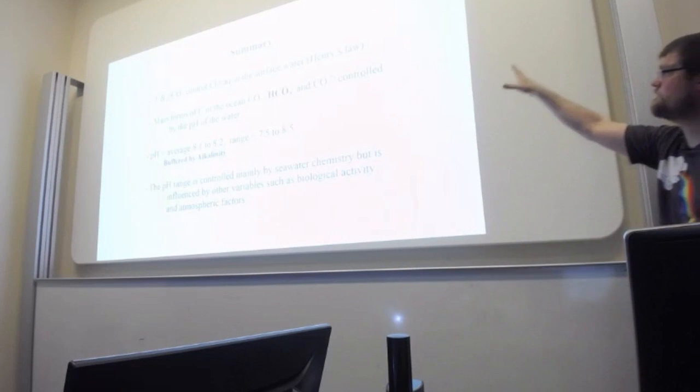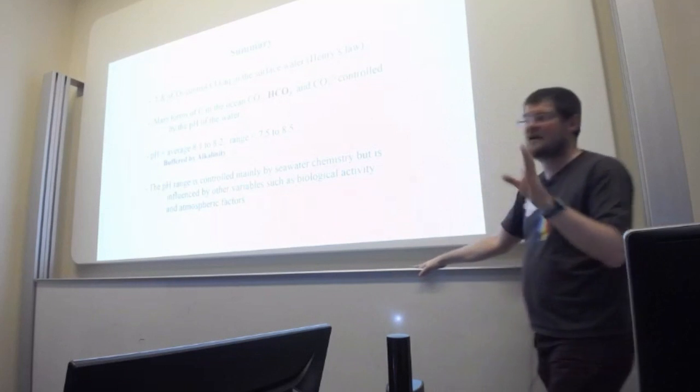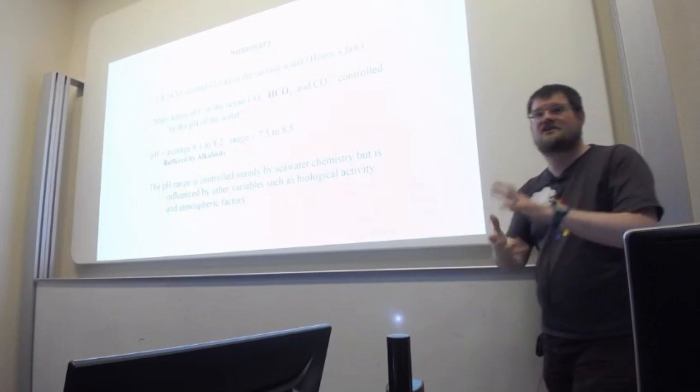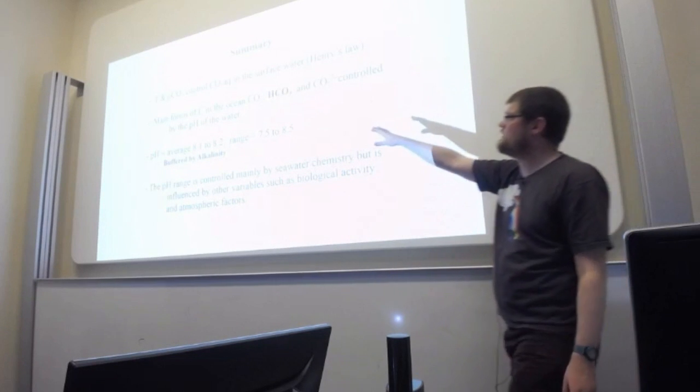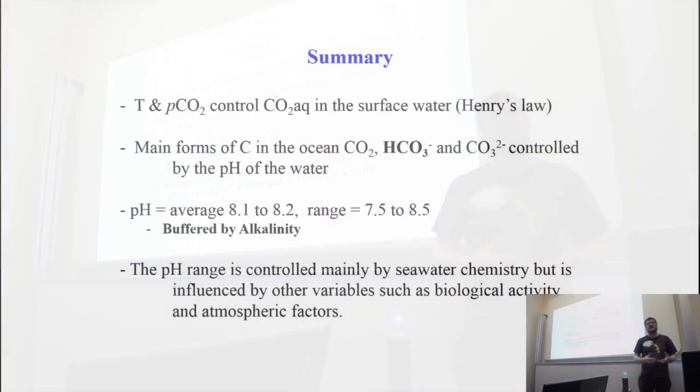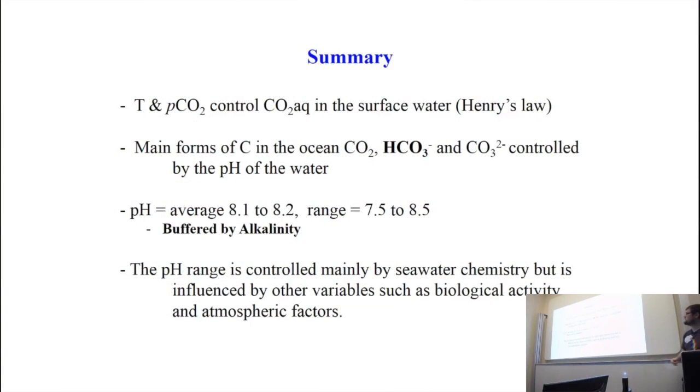Okay, so to summarize this little section here, the temperature and the partial pressure, so how much CO2 is in the atmosphere, determines how much goes into the ocean. The main form of carbon in the ocean is not CO2, it's actually these other inorganic forms, carbonate and bicarbonate. The pH is really important in determining which of these carbon species dominates and ultimately what the concentration of CO2 aqueous is, which then determines what can exchange with the atmosphere. And the pH, in turn, is actually controlled by the carbon system as well. And we'll see some more examples of that in a bit.